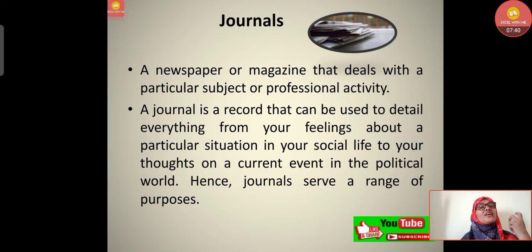A journal is a record that can be used to detail everything from your feelings about a particular situation in your social life to your thoughts on a current event in the political world. Hence, journals serve a range of purposes. The students must have the knowledge of the outer world, what's happening, the current situation and all.